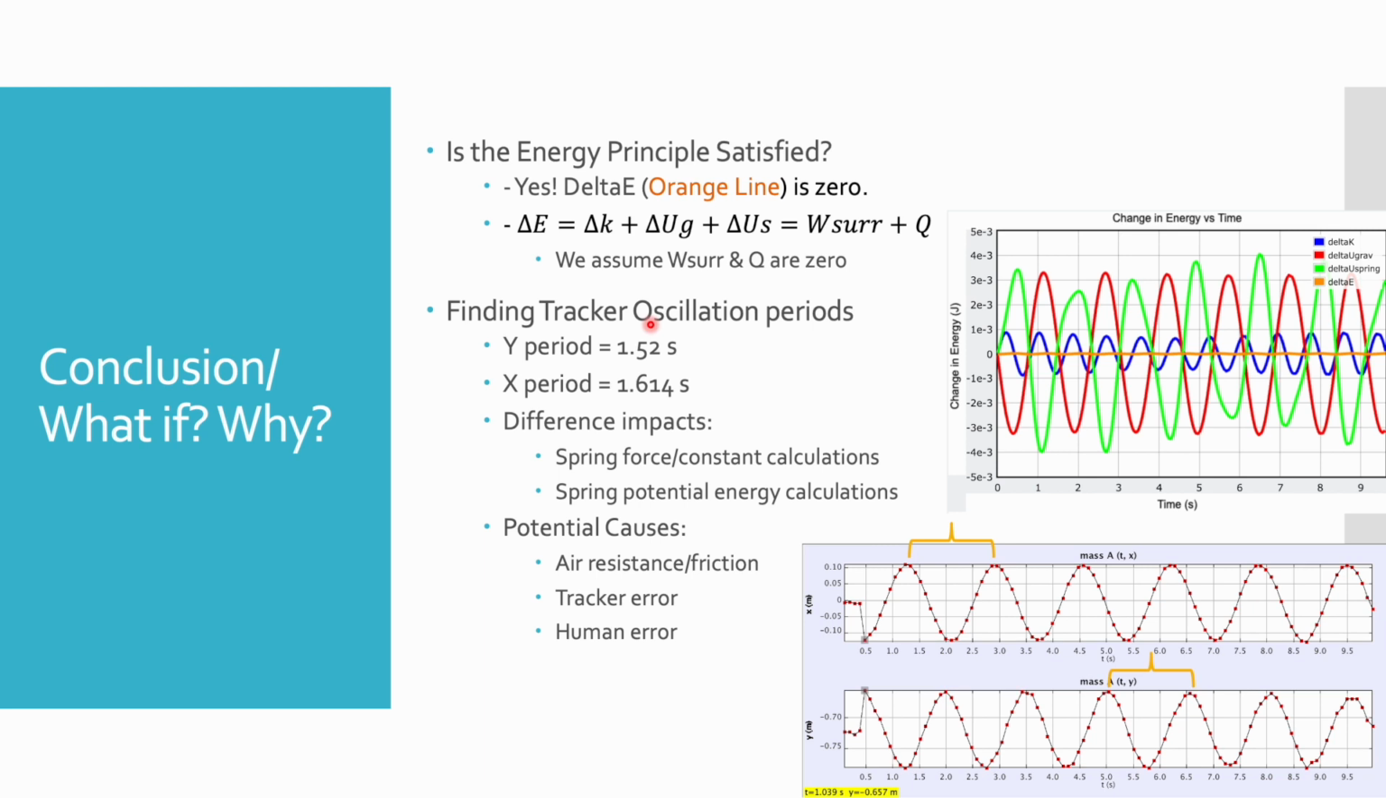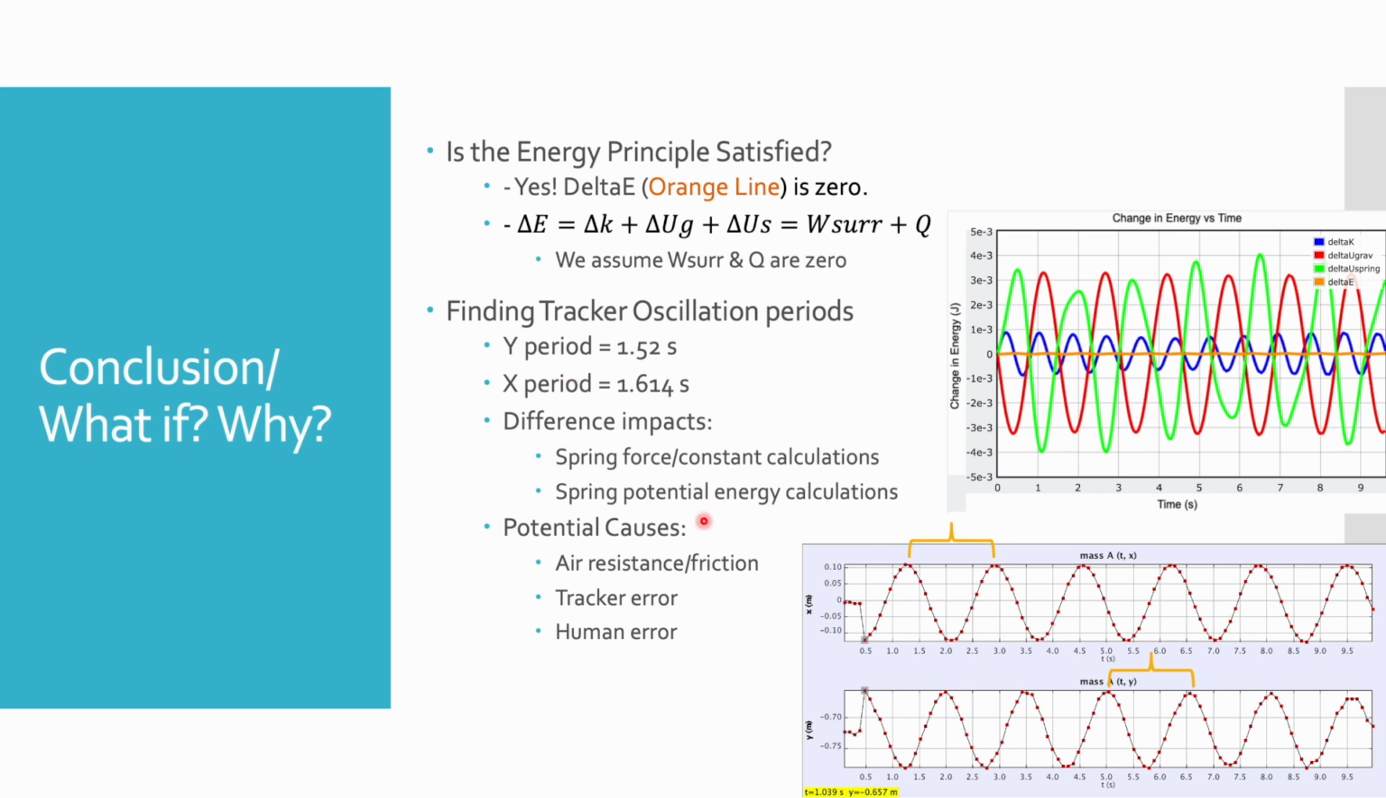And then for the second part of this question here, when we are asked to find the periods of oscillation in both the x and y directions, I calculated this to be 0.152 seconds in the y direction, and right here, and 0.164 seconds in the x direction. And this was just taken by the average of these distances between the peaks here.